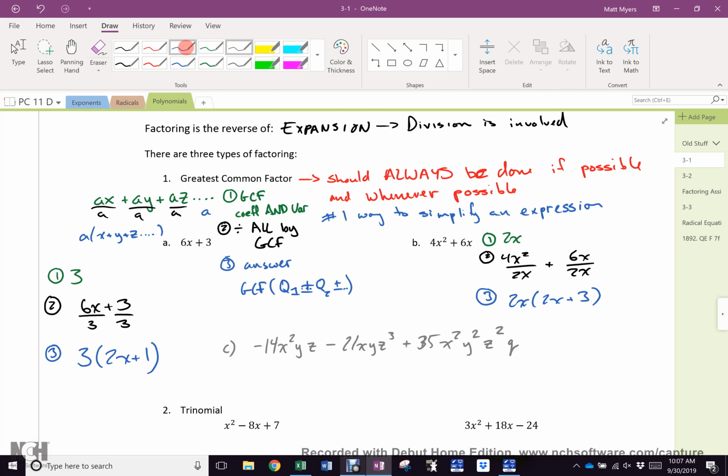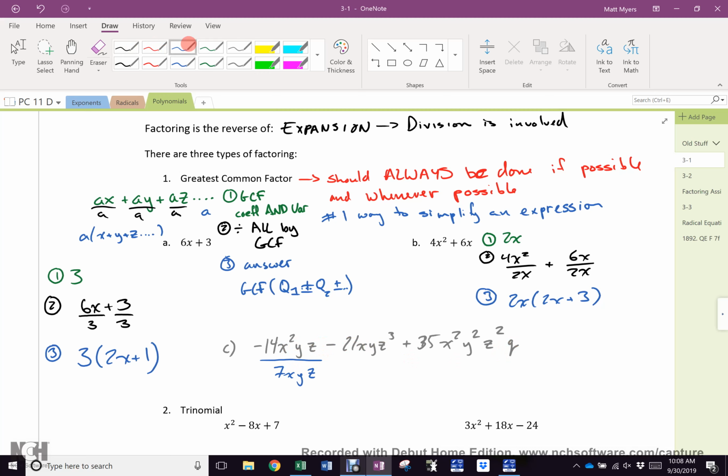So what's the GCF? This one's a little bit weird. What is the GCF? So 7x, y, z. Why is it x, y, z? I can quite plainly see I have two x's there, but I don't have them in the next term. Same with y. I only got one y there, and I only got one z there. So it has to be 7x, y, z. Yes? So I divide it all out, then I write the answer.